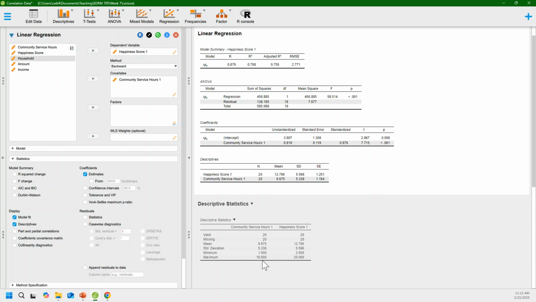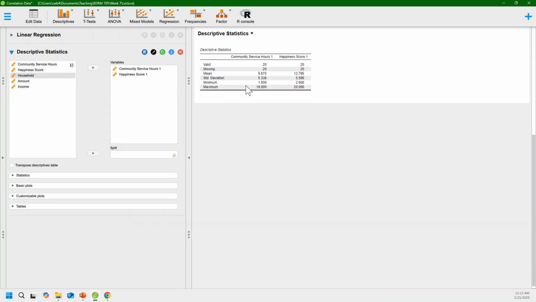Okay, so I wouldn't want to predict the happiness score for a child that completed 50 hours of community service because my descriptives, my minimum value was 1.5 hours and my maximum was 18.6. So 50 hours is well beyond the range of values that was used to create this regression equation.